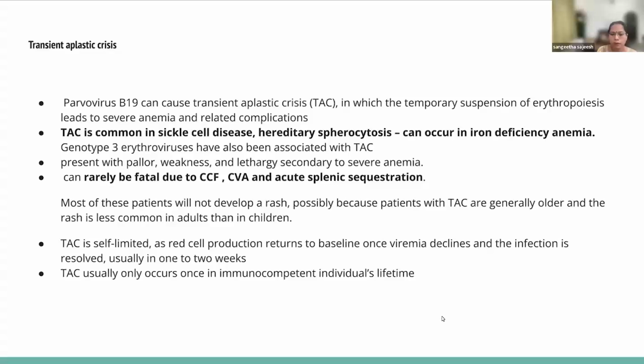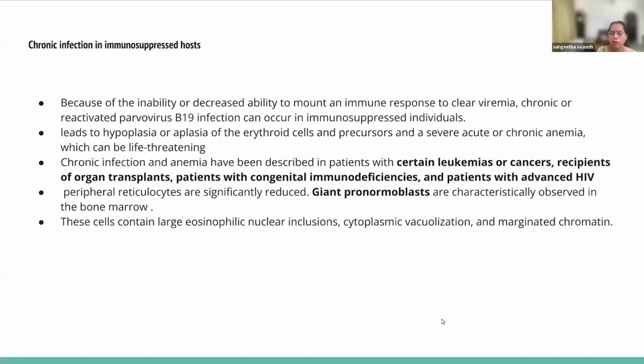And it is usually self-limited, because once the viremia declines and the infection is controlled and resolved, red cell production will return to baseline. And in an immunocompetent patient, since he develops an IgG antibody, he acquires the infection only once, and after that there is no documented reinfection; it is very unlikely.